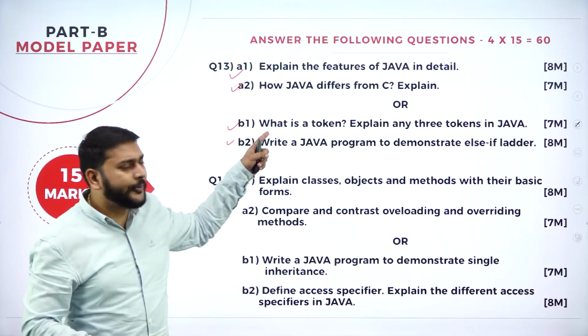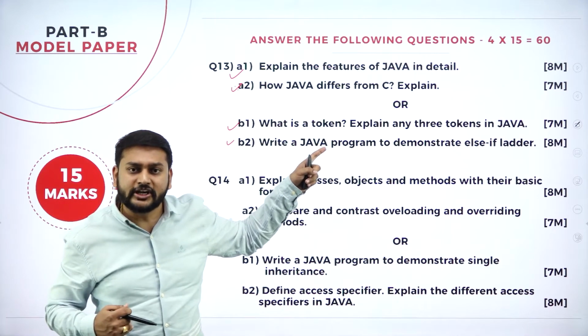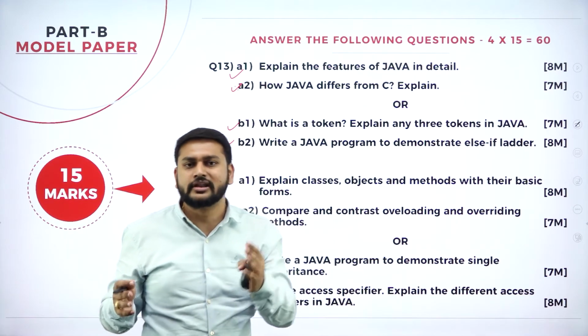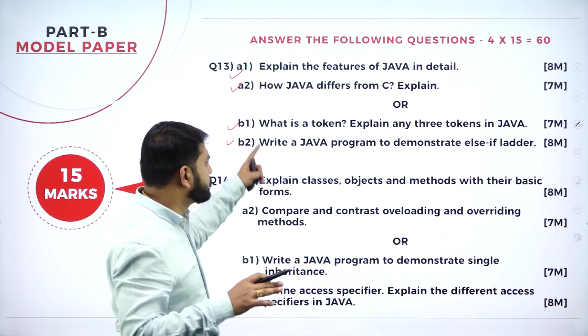Sir, when it comes to the operators and tokens, do I have to write the complete list of operators? Not required. You just have to write an example. That's more than enough when it comes to this question.